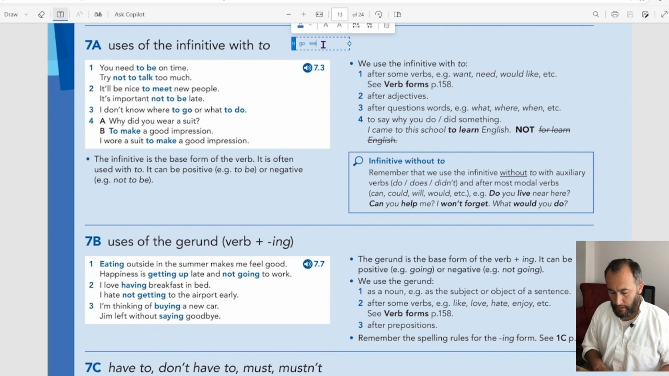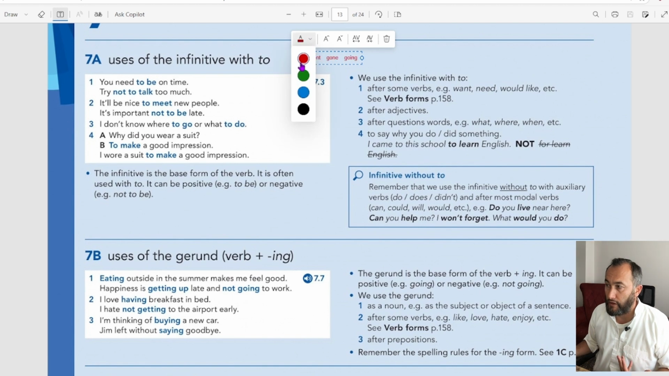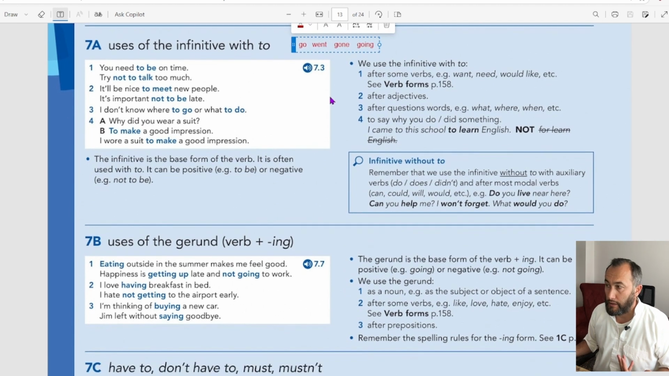Go, went, gone, going. So they are different forms of the verb go. Here, go is the infinitive form. Went, that is the second form, or we say past simple form. Gone, this is the third form of the verb, or we say past participle. And going, this is gerund form of a verb. So we got here 4 main forms of a verb.